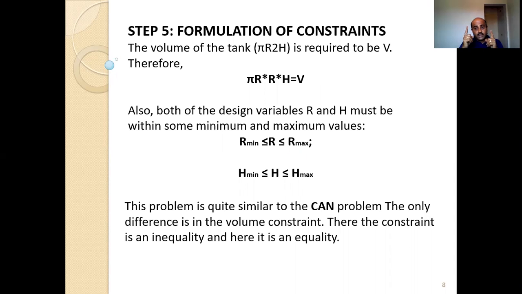There we put that the volume should be greater than or equal to 400 ml, but here it is not there. You have to design the cylindrical tank for the volume V only. This is what I was talking about, equality and inequality, in the previous slides. So this is the formulation of a constraint.